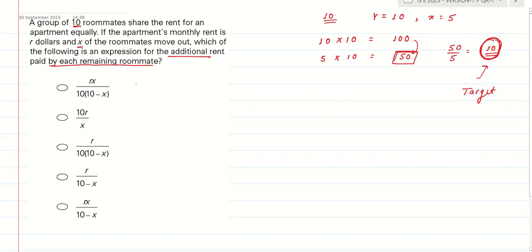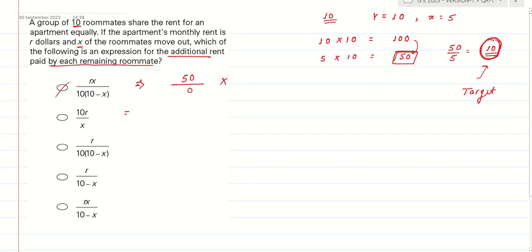Let's go for plug-in here. Look at the first one. What is R we assumed? 10. What is X we assumed? 5. So R times X means 50. Divide by 10 times 10 minus 10. How much will you get? 0. Not my answer. Let's cancel it out.